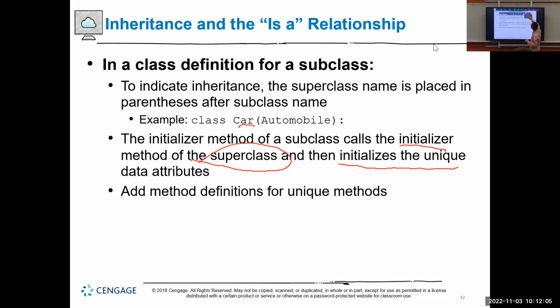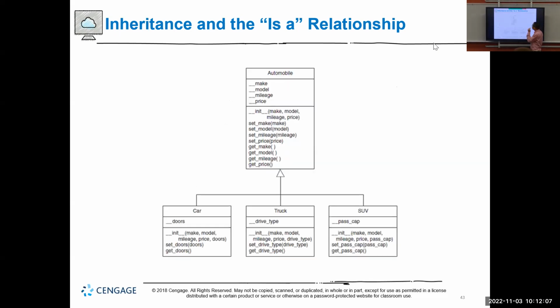Right? So think about this one here. You can look at it on the chart. You can see what happened here. That is a superclass. In that superclass, you have the attributes: make, model, mileage, and price. And you have the init method, the set make, the set model, and so on, whatever it is. In the init method, you take the make, the model, the mileage, and the price here.